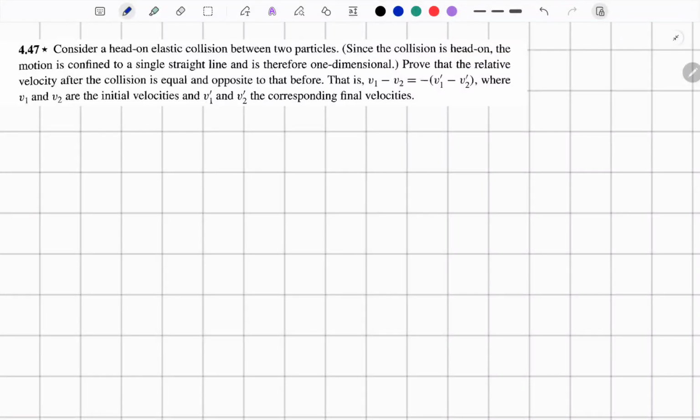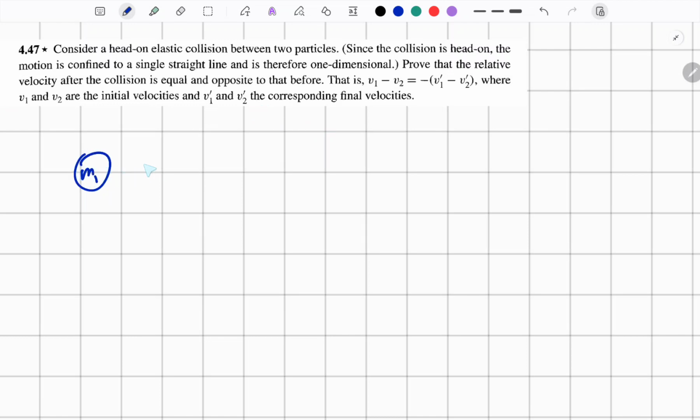Going to work through problem 4.47 from chapter 4 of Taylor's Classical Mechanics. This is an elastic collision. It's a head-on elastic collision between two particles, and we want to prove that the relative velocity after the collision is going to be equal and opposite to the velocities before. So you have two masses.